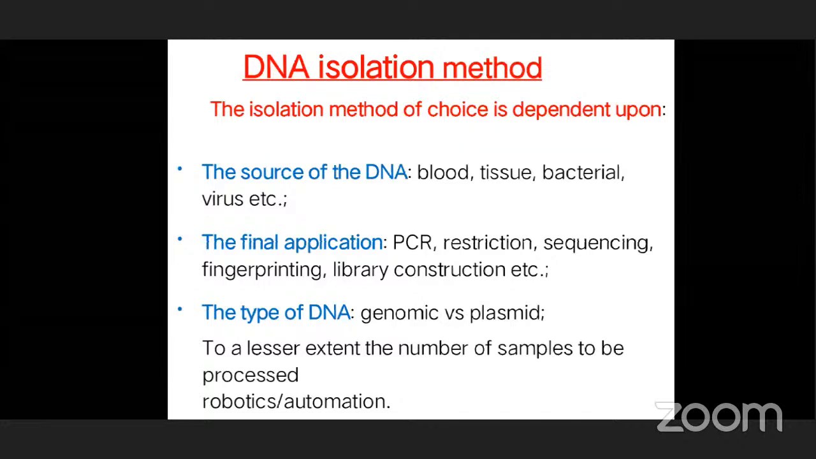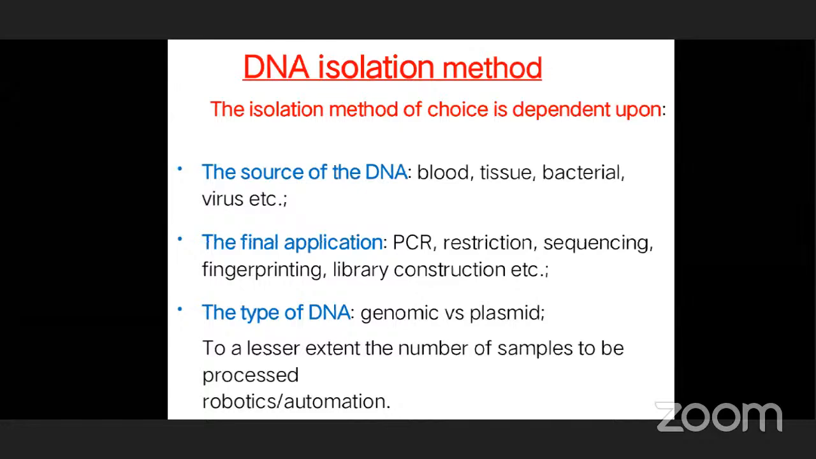DNA isolation method. The isolation method of the choice is dependent upon which method is selected. It depends on some parts. For example, what is the source of DNA? DNA is isolated from which material? For example, blood, then tissue, bacteria, and viruses, etc. These are the sources of DNA, and from these sources, DNA will be extracted. Then what are the applications of the DNA? For that application, which method is selected?